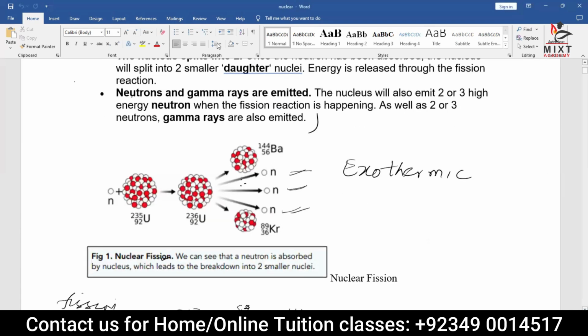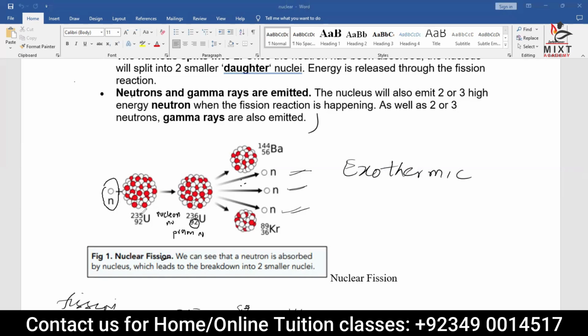Now, technically speaking, this is the reaction. Don't copy this. I just want to show you something in that. Check this out. You've got this one neutron, right? And this is your uranium-235. This neutron is absorbed by uranium-235 and it becomes 236. Here, this is your atomic number, or in other words, your proton number. And the above one is your nucleon number.